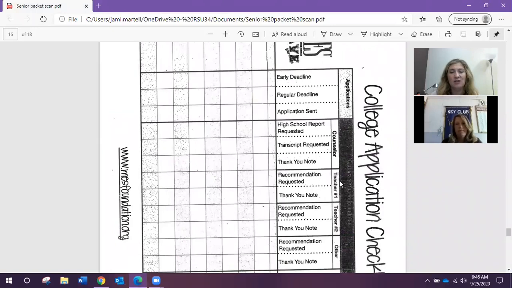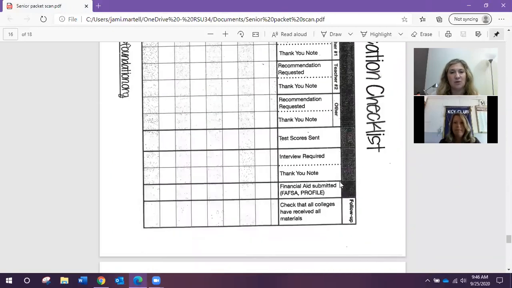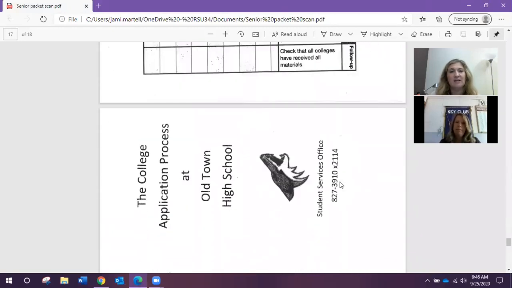And then there is a resource, just a sample. We really encourage you to keep track of your deadlines and stay very organized through this process. So this is just one way to keep yourself organized if you want to use that. And then of course the brochure, which we've referenced throughout, that kind of recaps all of this information.